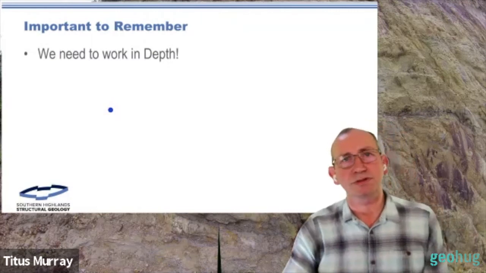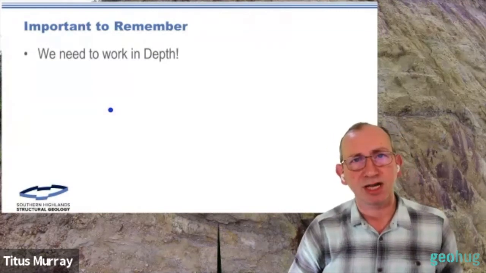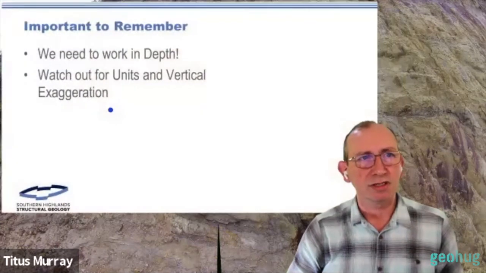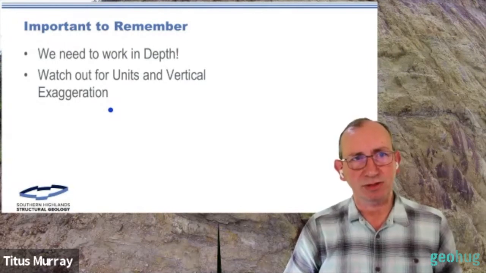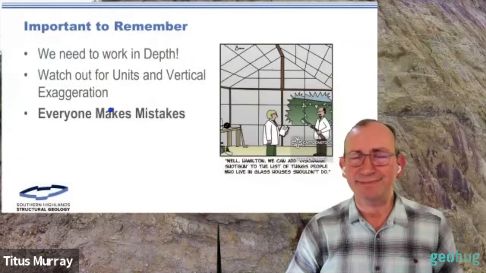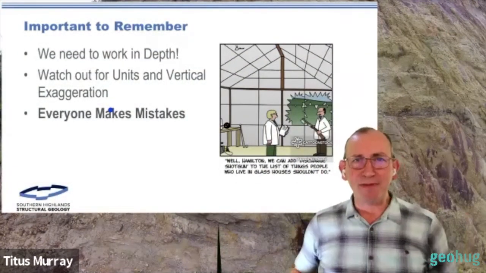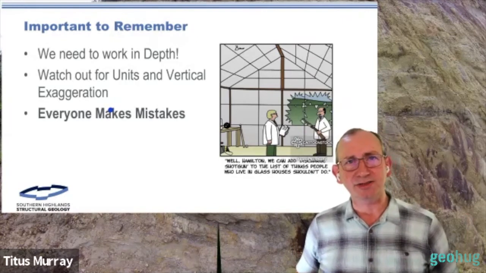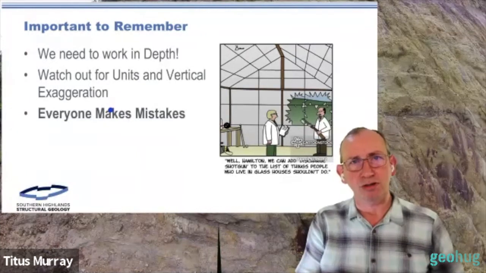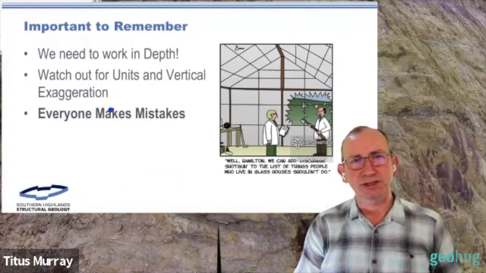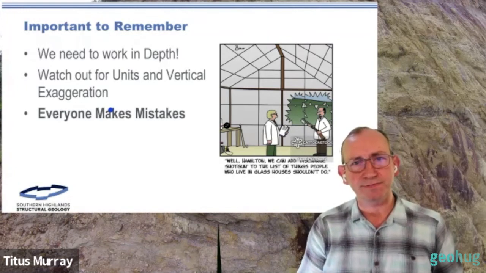So it's super important, please try and get your geophysicists to help you work in depth. Don't work in time. Watch out for the units and the vertical exaggeration. You will stumble across this. Always check that stuff. And we all make mistakes. My mantra as a geologist is that the only thing I know is I'm wrong, and my job is to try and work out how I'm wrong and describe how I'm wrong. So I'm trying to be roughly right rather than precisely wrong.